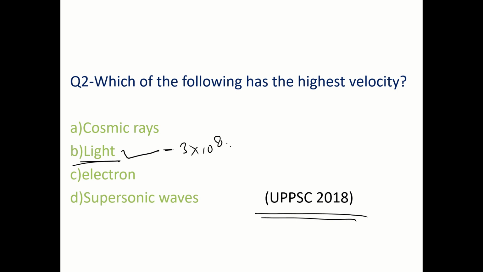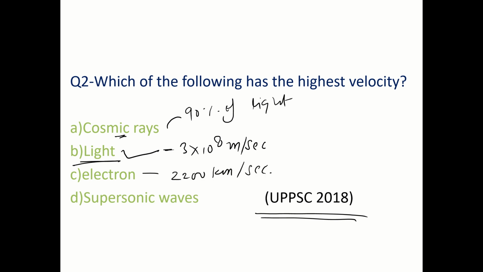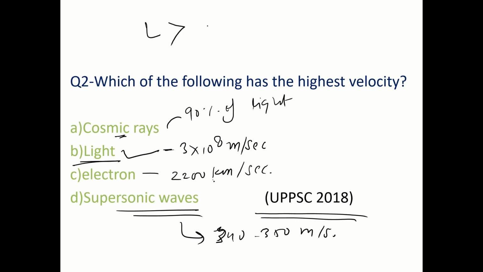Light can travel with a speed of 3 into 10 to the power 8 meter per second. Cosmic rays are particles which can travel at 90% of the speed of light. They are very fast moving particles. An electron can travel at the speed of 2200 kilometer per second. You can also convert them into meter per second. And supersonic waves travel around the speed of sound, so it will be around 340 to 350 meter per second. So if I ask you the order, light will be the fastest, then the cosmic rays, then the electron, then the supersonic waves.